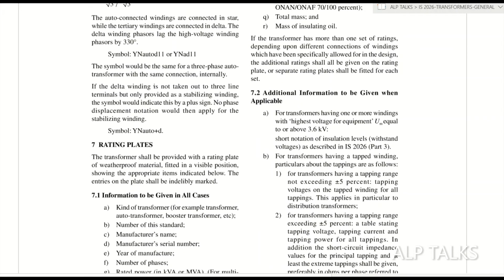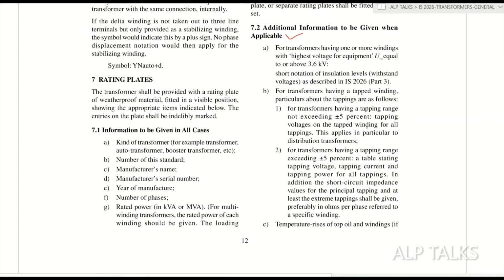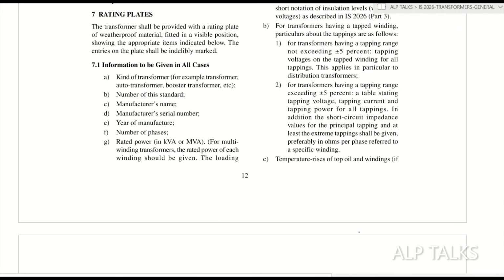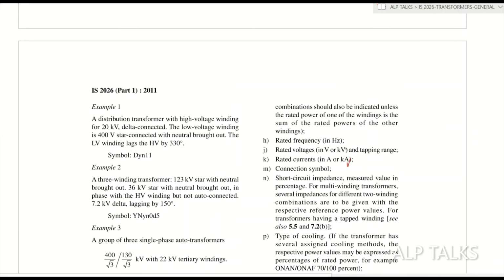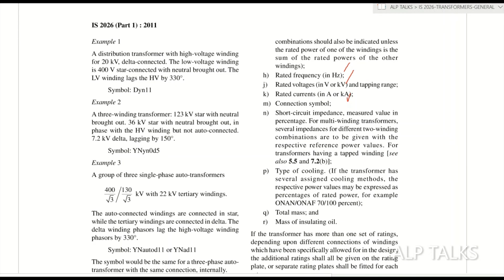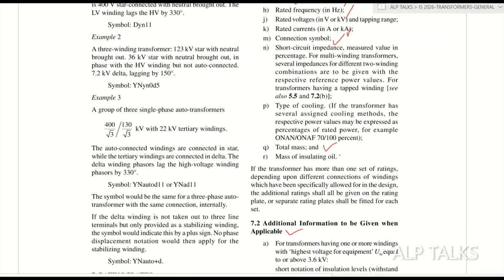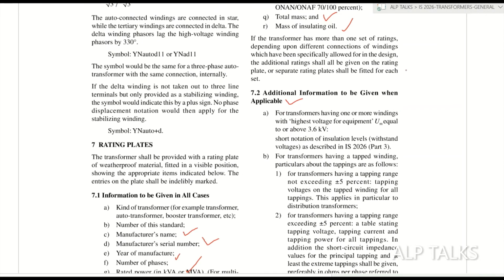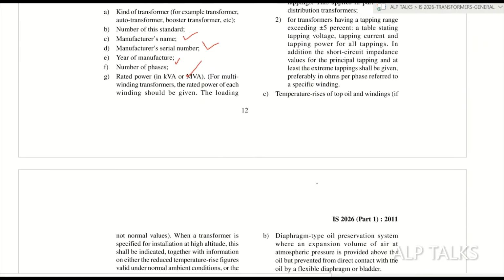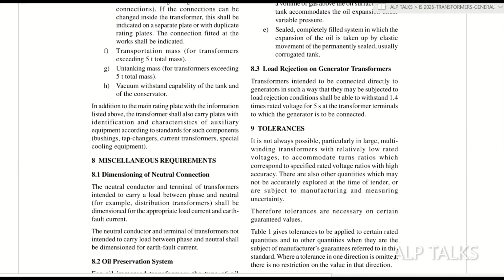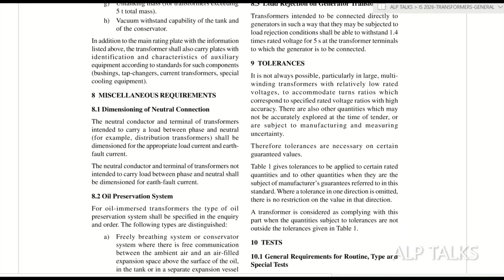Yeah, so additional information is applicable here. Some extra information the customer has to give. For example, this is the rating plate. It should show the manufacturer name, year of manufacture, power or capacity, connection symbol, frequency, rated voltage, short circuit impedance, and total mass of oil. Yeah, these are some aspects here. ONAN, ONAF. These are some aspects that must be followed by the manufacturer when printing the rating plate.